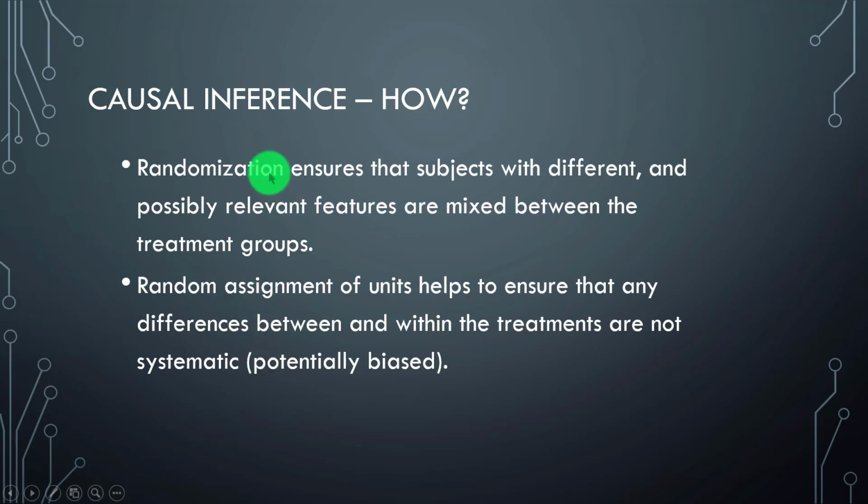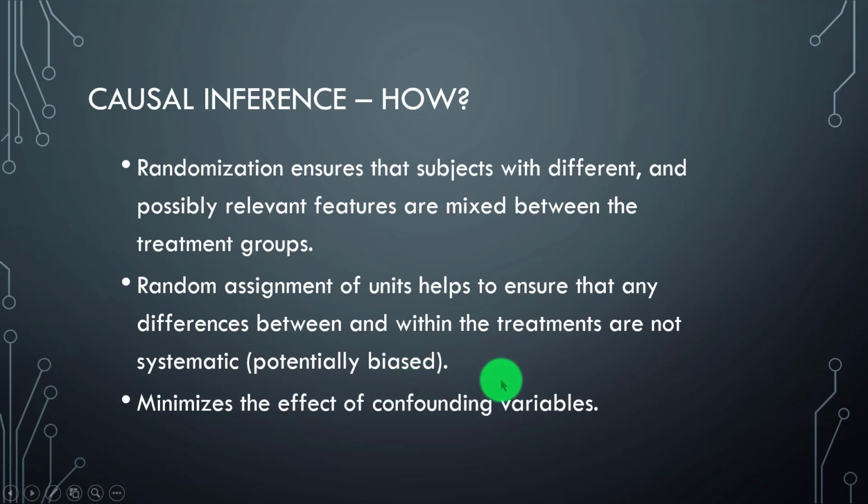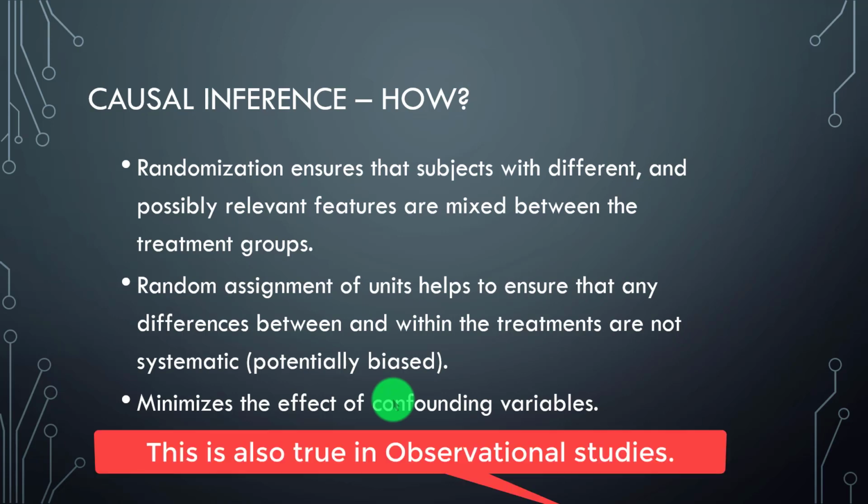So this randomization of subjects across the treatments means any differences across the groups are not due to some systematic procedure which could potentially be biased. This ultimately reduces the effect of confounding variables. It is those confounding variables that, in an experiment, researchers are trying to minimize the effect of.